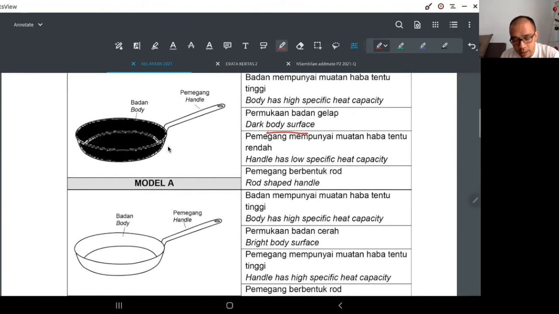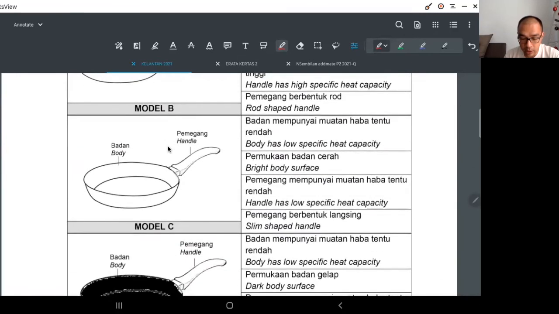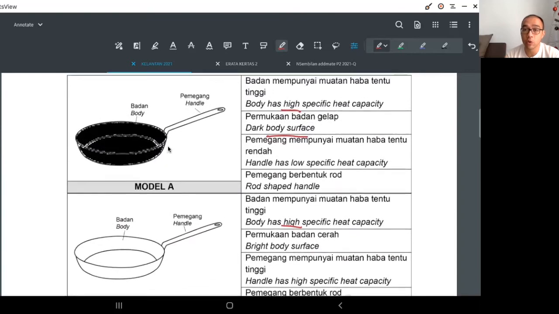We have high specific heat capacity. Okay, the body has high specific capacity. This one has low specific capacity. Okay, think about the body. Do we want a high specific capacity or do we want a low specific capacity? Body, as in, you know, the place where you fry.